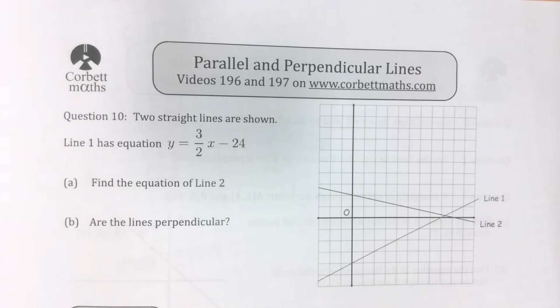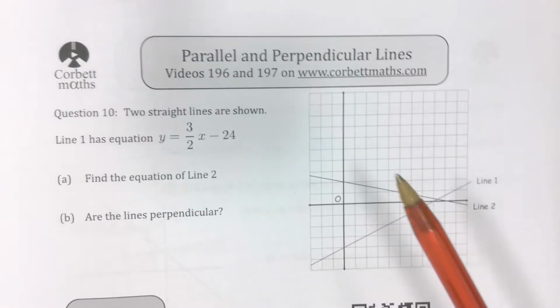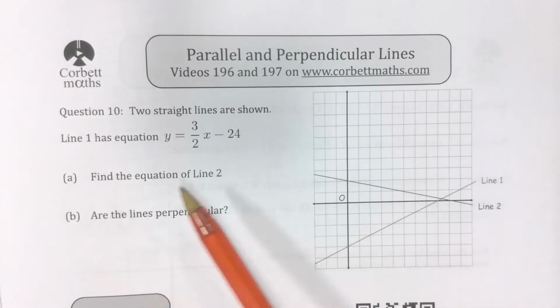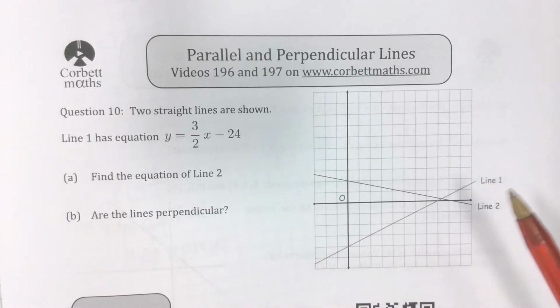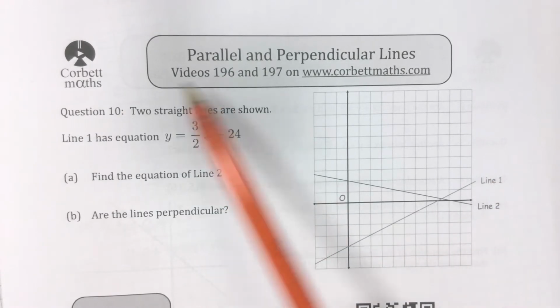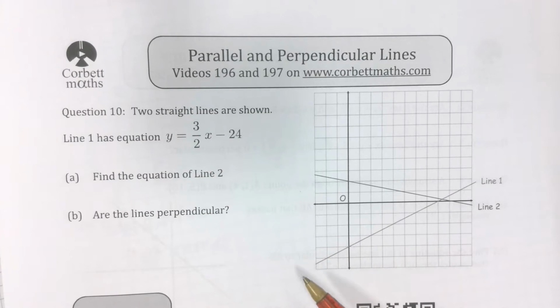What I've got in front of me is the last question on the parallel and perpendicular lines exercise that my Ellie have been going through in the last few days. Now, it's a bit of a humdinger really, because I've been given two lines, and line one has been given an equation, so obviously relates to this upward sloping one.